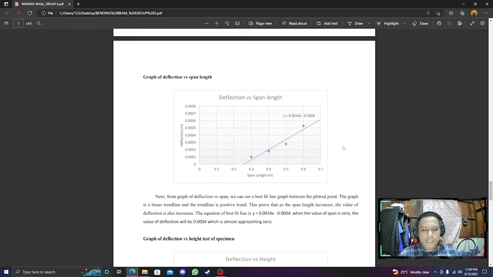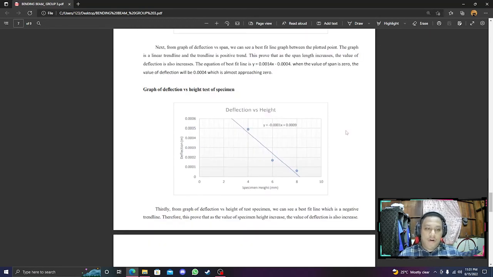The equation of the best fit line is y equals 0.0014x minus 0.0004. When the value of span is 0, the value of deflection will be 0.0004, which is almost approaching 0. Third one, we can see the graph of deflection versus height of test specimen.